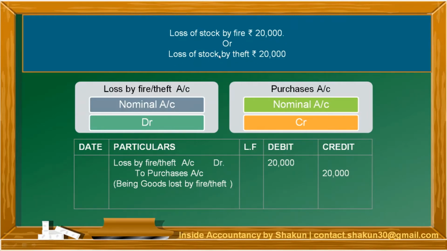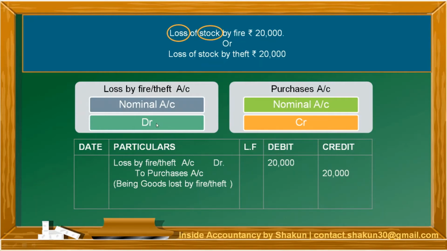Now there may be some instances where the stock which is kept in the godown catches fire, or maybe it is stolen by somebody. So in such a situation, there is a loss that the company is suffering. Two accounts are identified: the loss, and the stock, which is obviously reducing no matter whether it is destroyed or stolen. Obviously the level of stock is reducing.